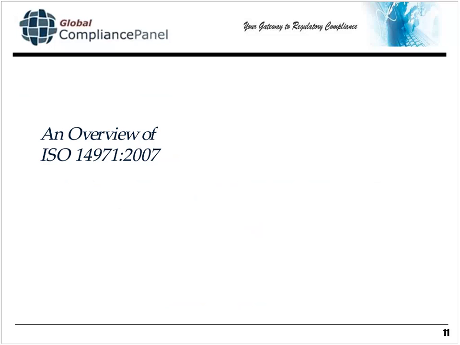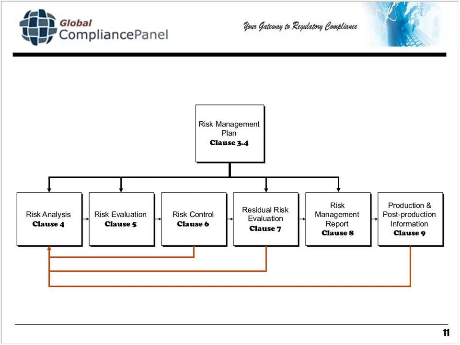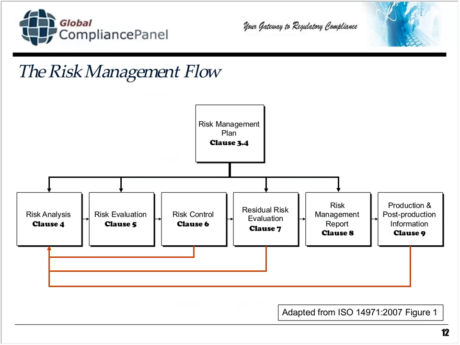Now that we understand where 14971 fits in the regulatory structure of the quality management systems, we're going to look at 14971 itself. So I'm going to give you an overview. I'm going to show you how all the pieces fit together. But as I said at the beginning, there's a lot of things going on in this standard, and so we're not going to have time to get into all of the details.